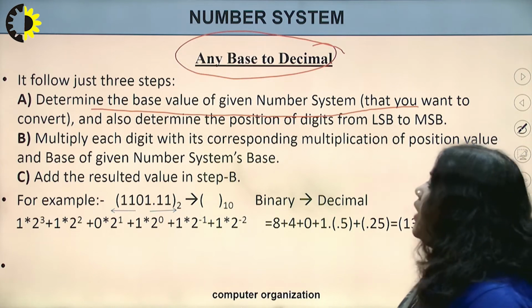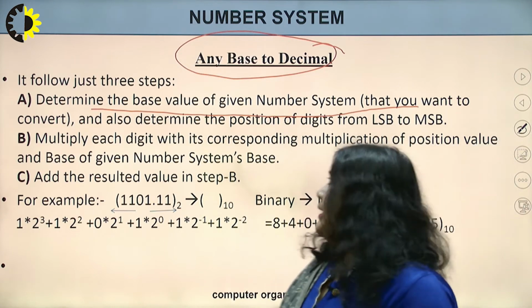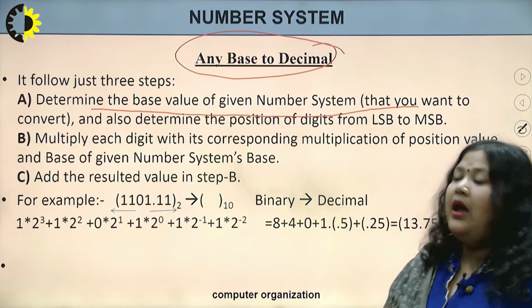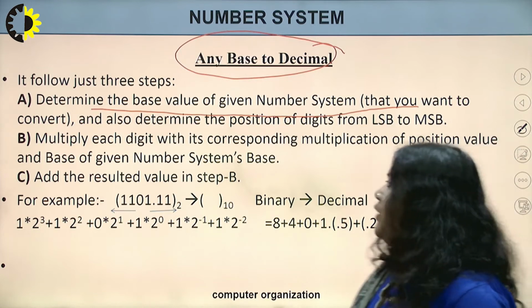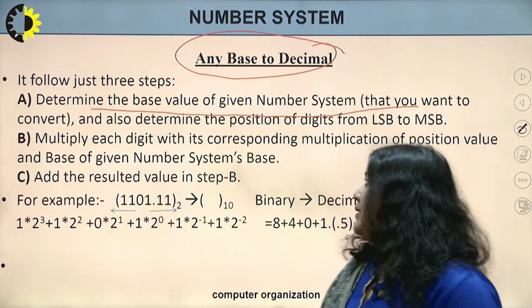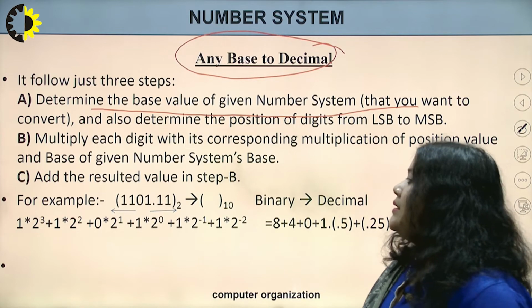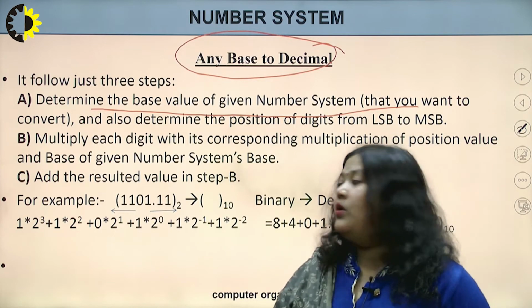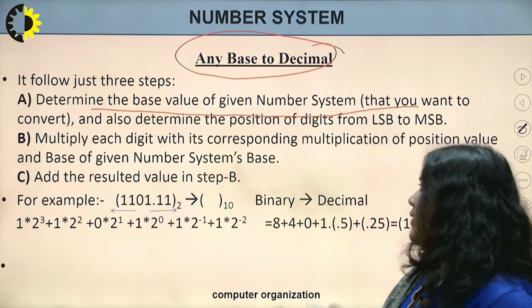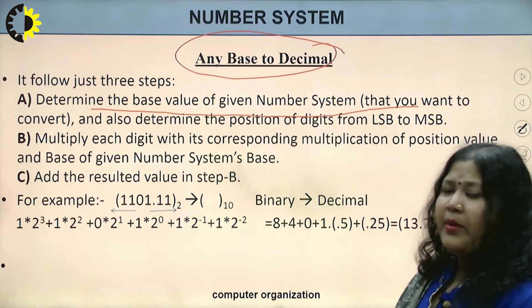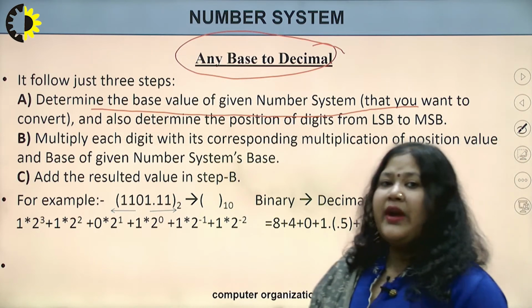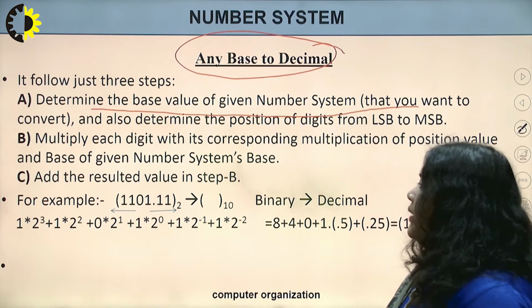The second step is to multiply each digit by its corresponding position value, that is, the base of the given number system raised to the position. The third step is to add the resultant values from step B. So these are the 3 basic common steps of the conversion of any base to decimal. Let's take an example.